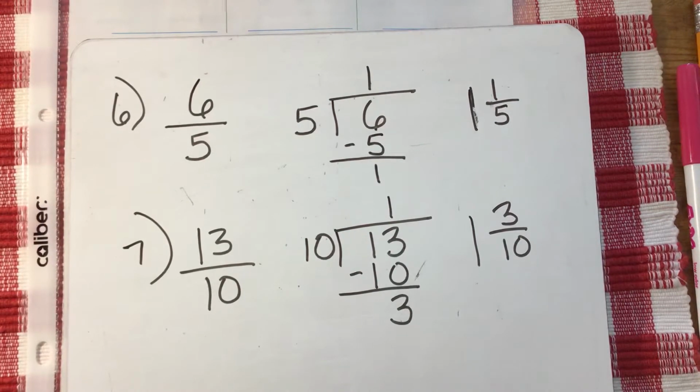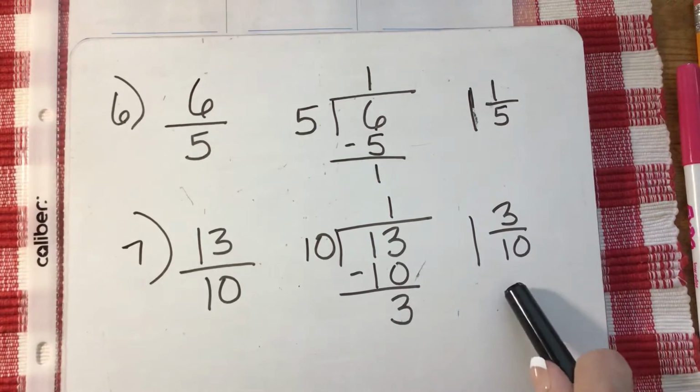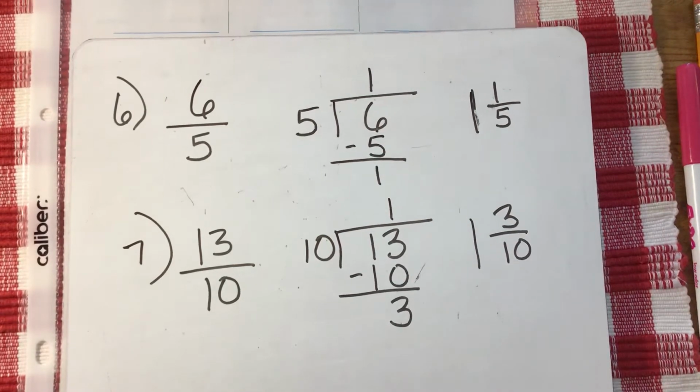So you guys have just learned how to change an improper fraction to a mixed number without using models or number lines or anything like that. You are doing this mathematically. So this is your answer for number 7.